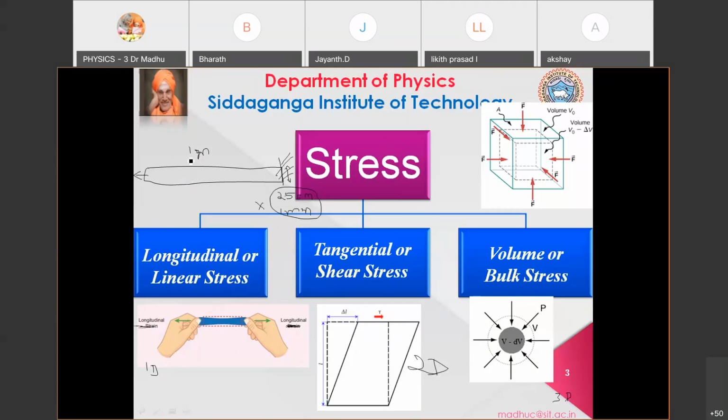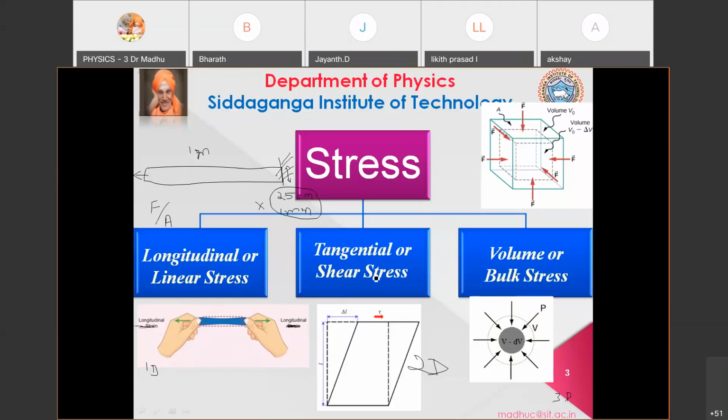So in this case, what happens? You have stress in only one dimension. This is what we call the longitudinal stress. Longitudinal stress is the force per unit area, but in one dimension.